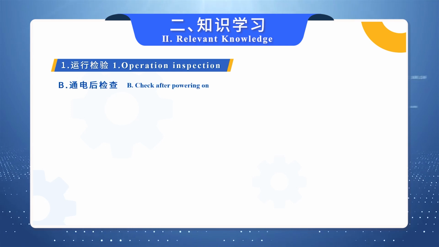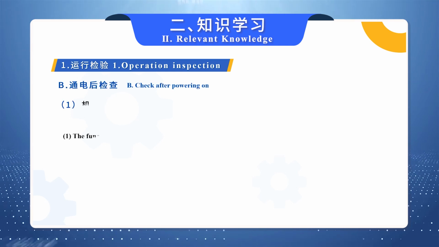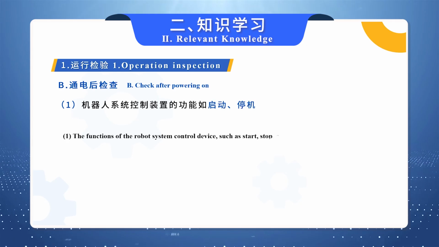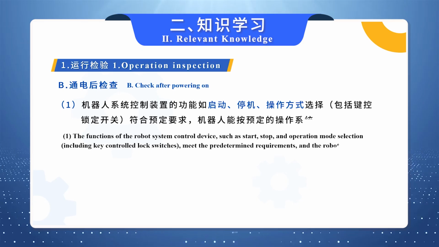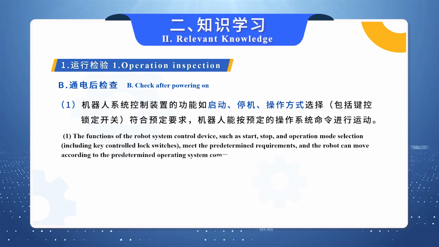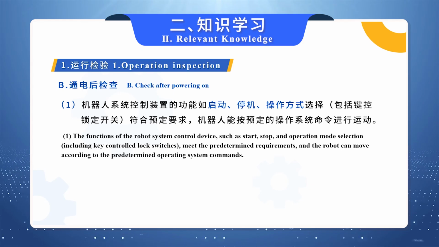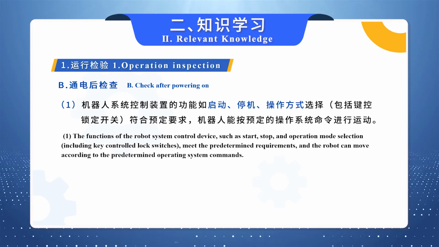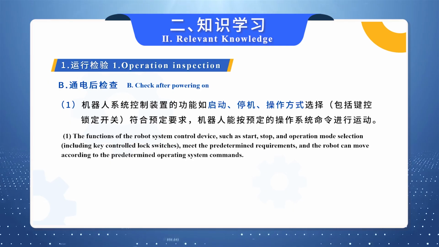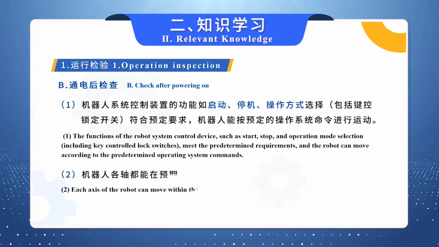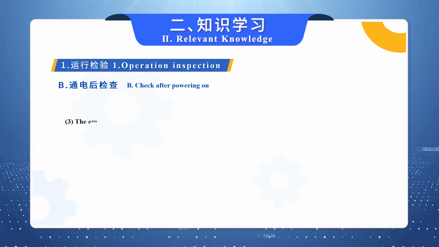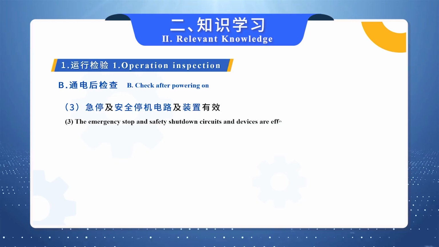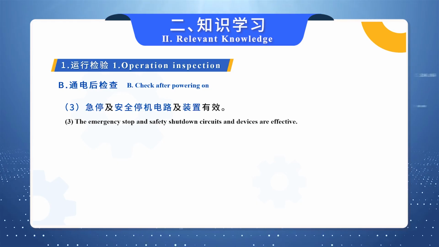2. Post-power-on inspection. 1. The functions of the robot system control device, such as start, shutdown, operation mode selection, including key-controlled lockout switch, meet the predetermined requirements, and the robot can move according to the predetermined system commands. 2. Each axis of the robot can move within the expected limited range. 3. The emergency stop and safety shutdown circuits and devices are effective.